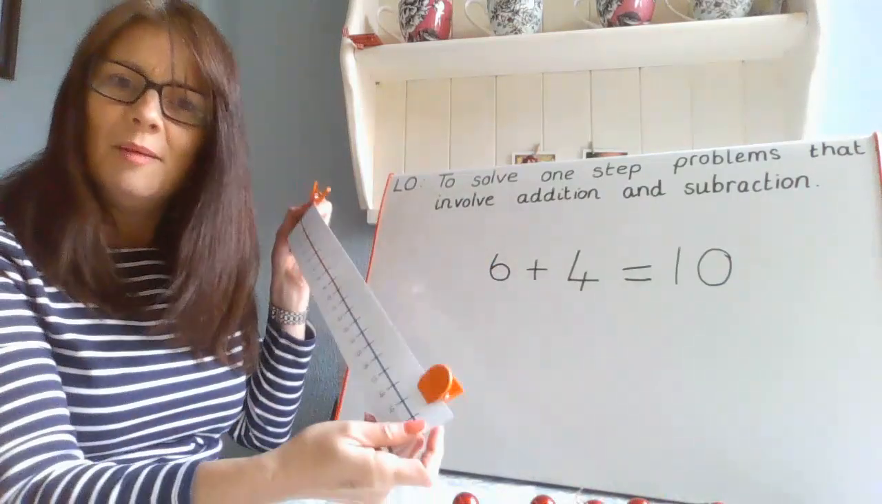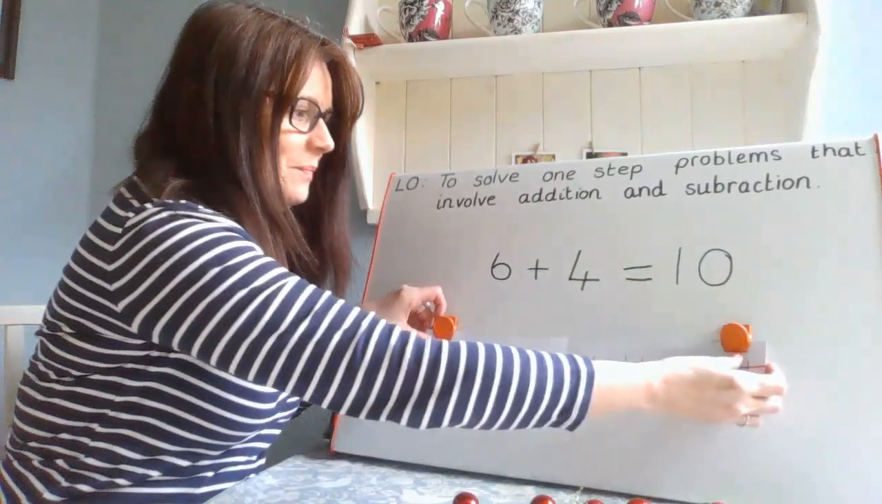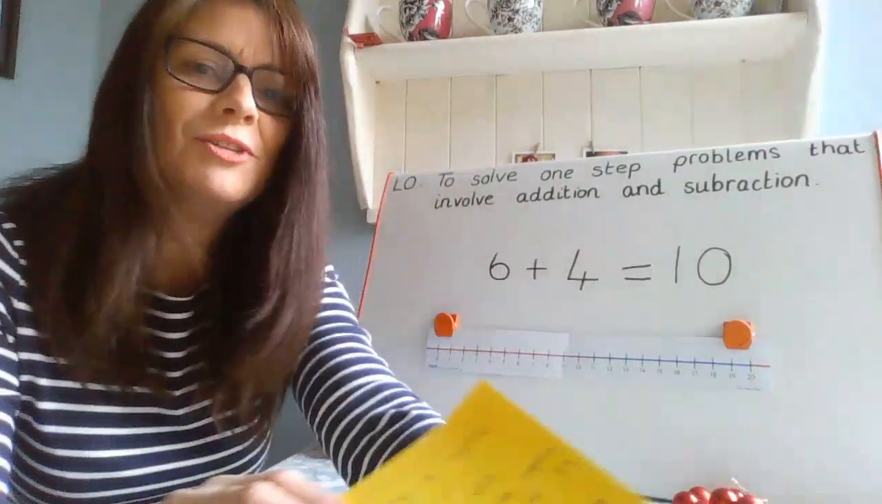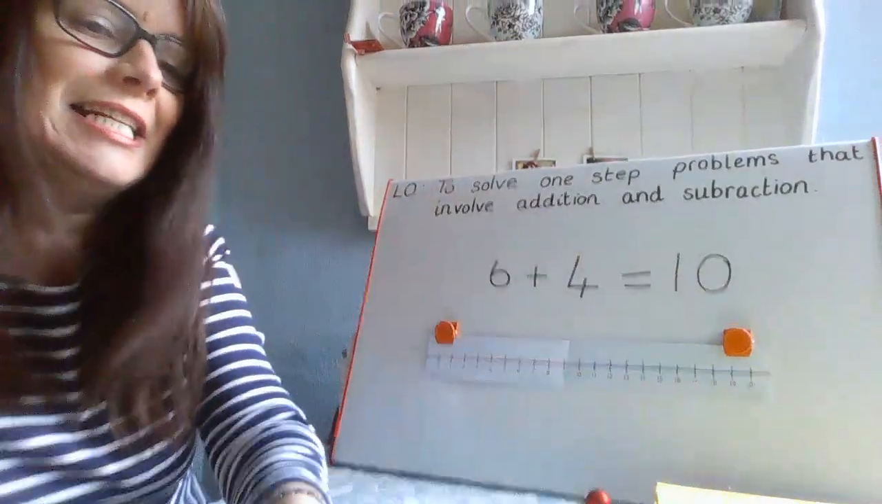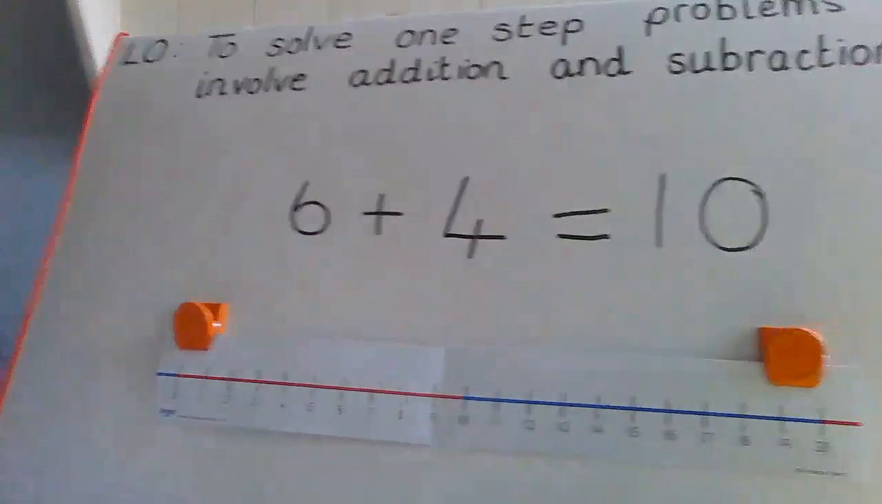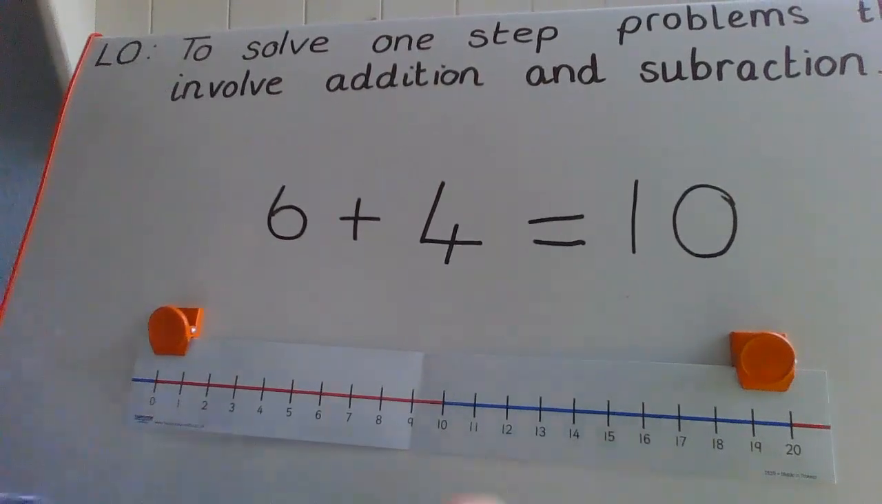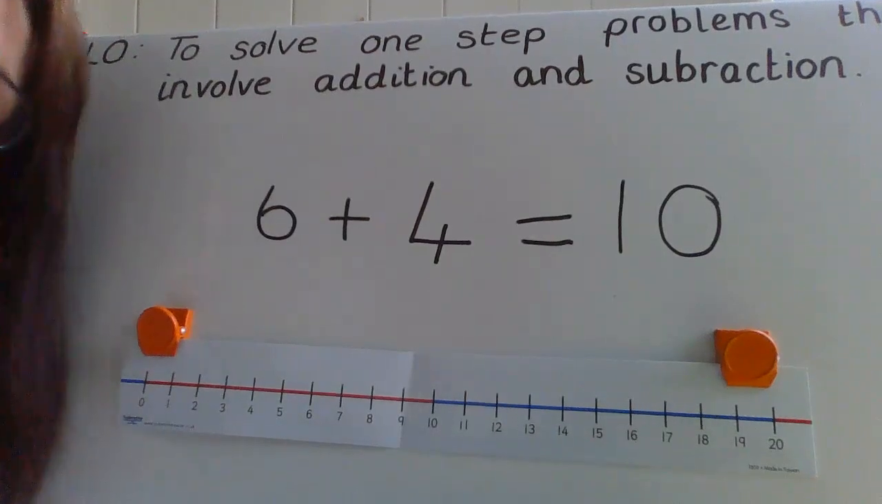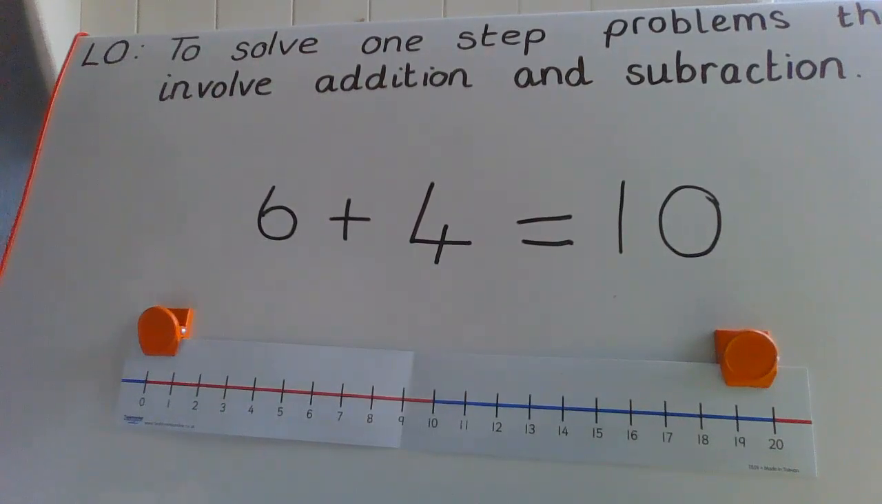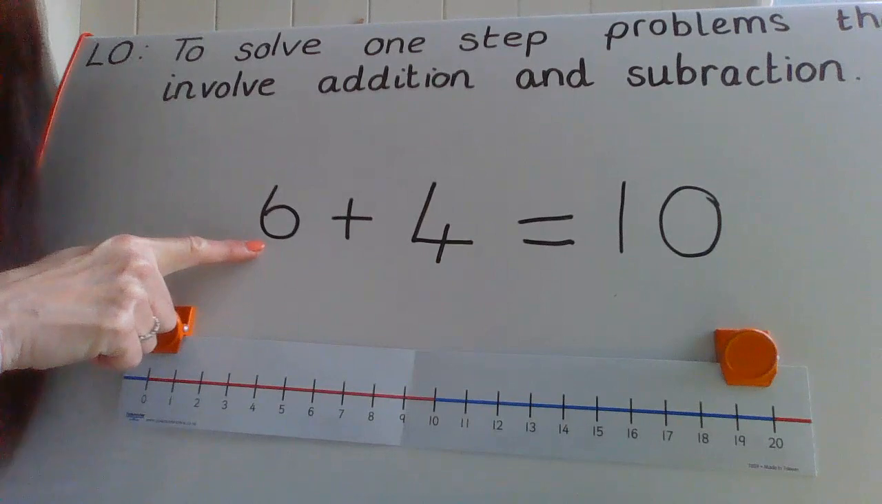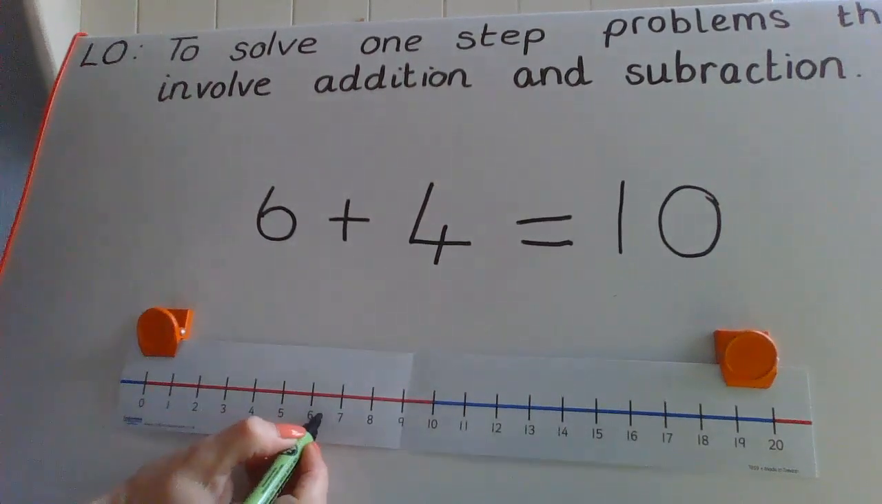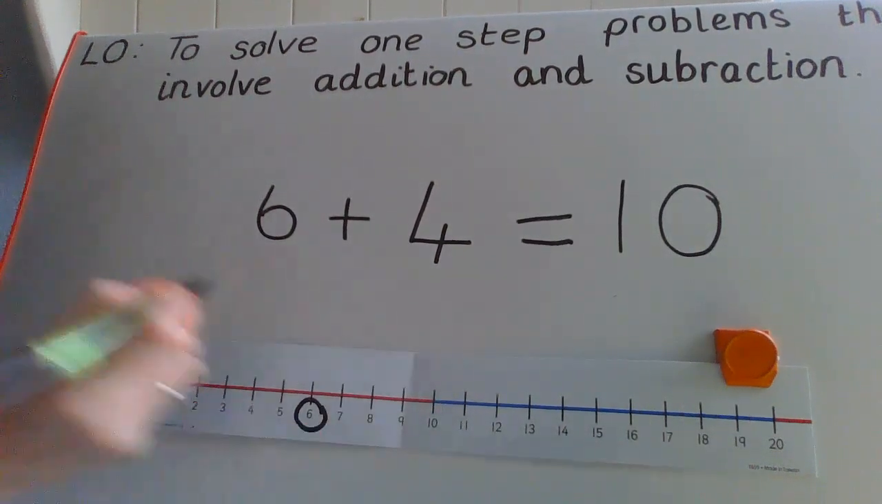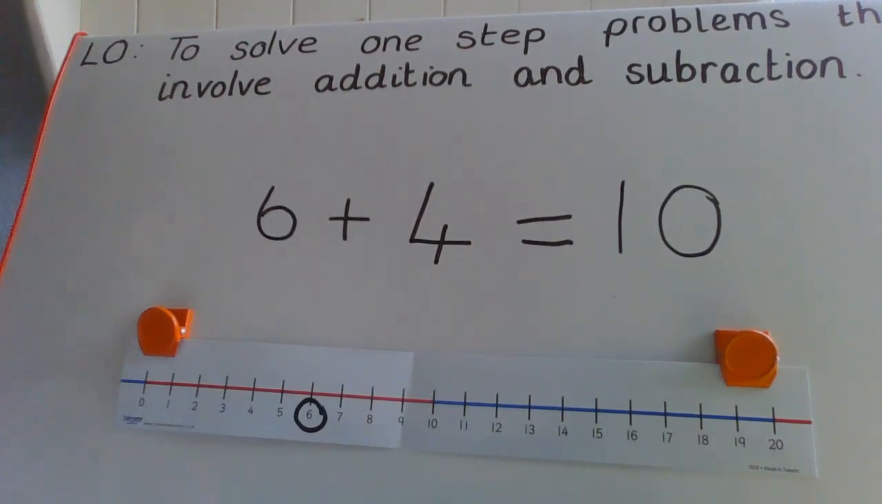We can use a number line. I'm going to move the screen close to the board so you can see it. Okay. Here we go. Let's try it. So our first number was 6. So I'm going to find number 6. There it is, 6. And then add 4. So I'm going to make 4 jumps.